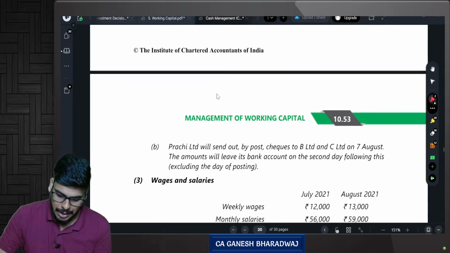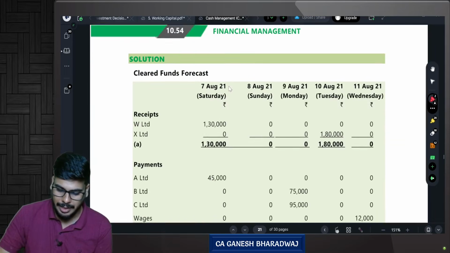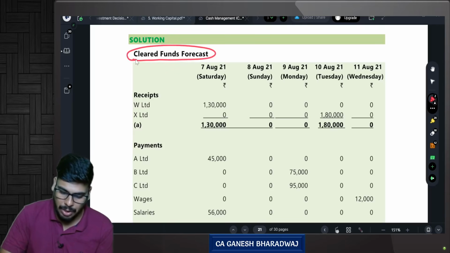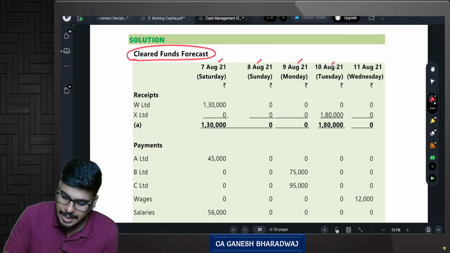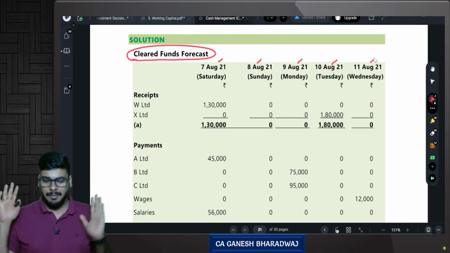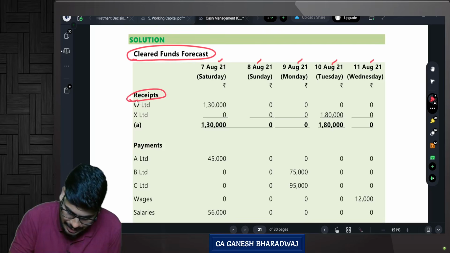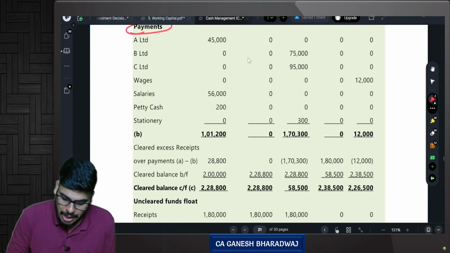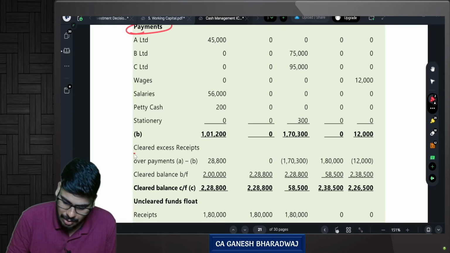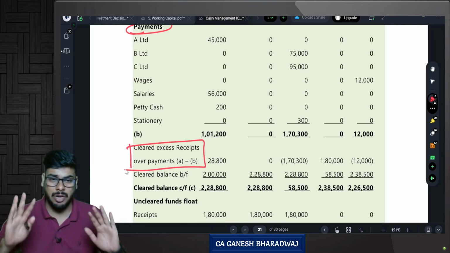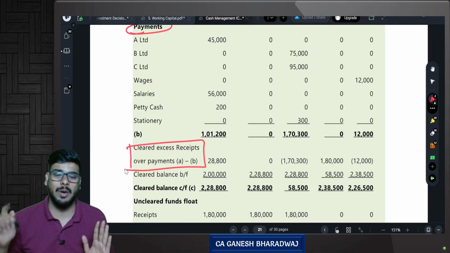So now, just look at this. They have prepared the cleared funds forecast for 7th, 8th, 9th, 10th and 11th. For each of these 5 days, they have prepared a forecast. Look at this. Receipts they have, minus payments they have, and you will have the cleared excess of receipts over payments, that is A minus B. You have this. Now you need not know anything here. Why am I saying this?